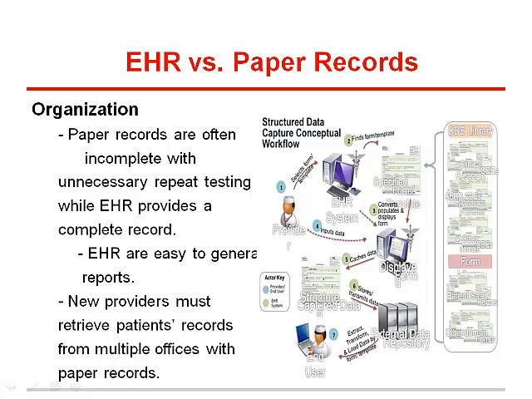Electronic health records versus paper records. Organization. Paper records are often incomplete with unnecessary repeat testing, while electronic health records provide a complete report. Electronic health records are easy to generate reports. New providers must take the time to retrieve patients' records from multiple offices with paper records, whereas with electronic health records they are readily available.